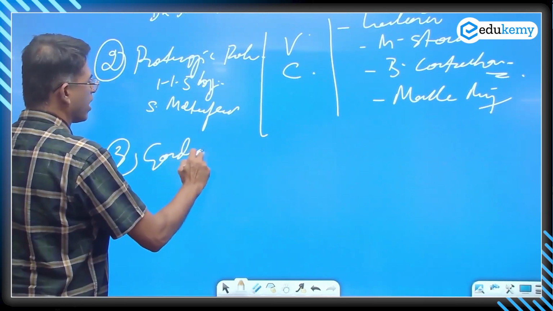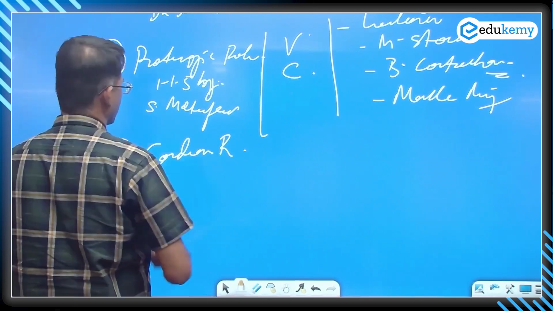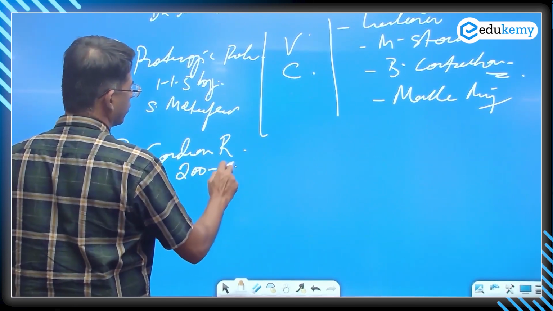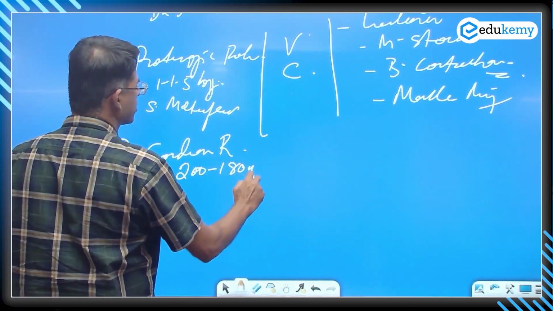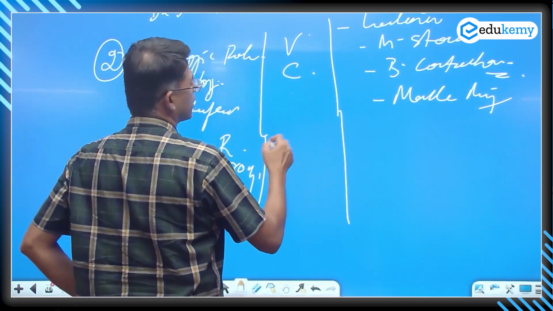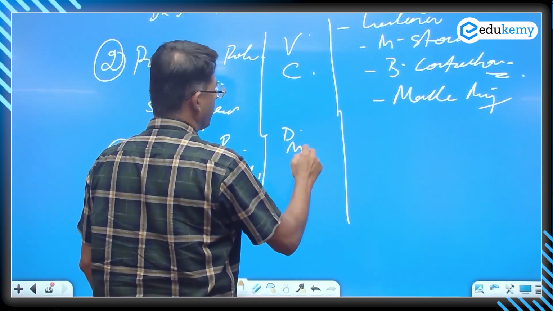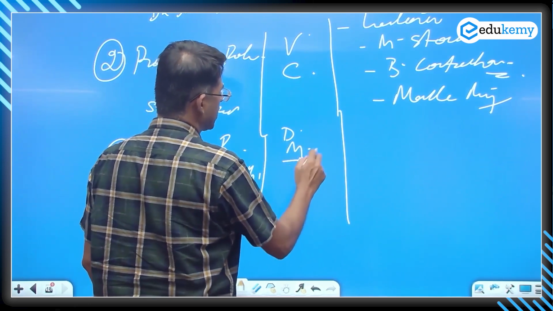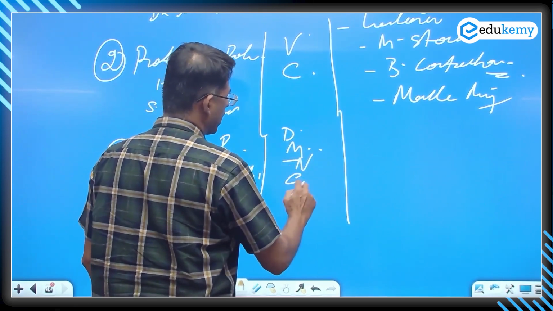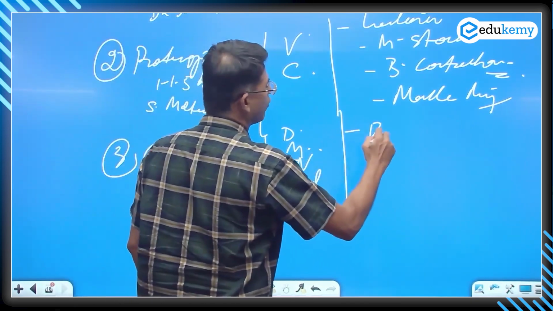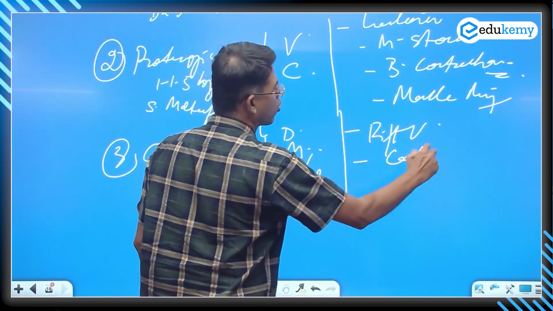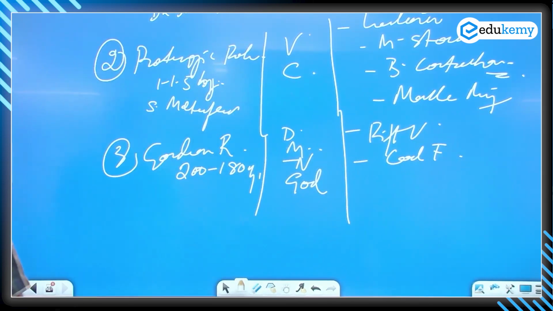Third, Gondwana rocks. Gondwana rocks are around 180 million years old. This is the valleys. We have Damodar Valley, Mahanadi Valley, Narmada Valley, Godavari Valley, areas of rift, areas of coal fields. Rift valleys, areas of coal fields.